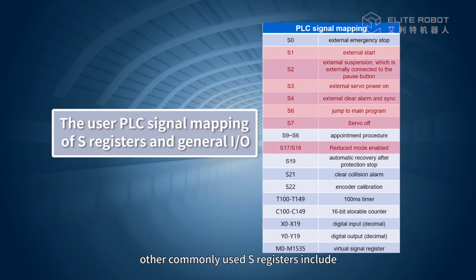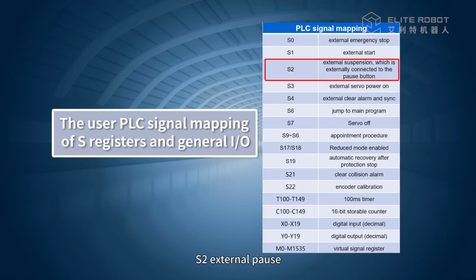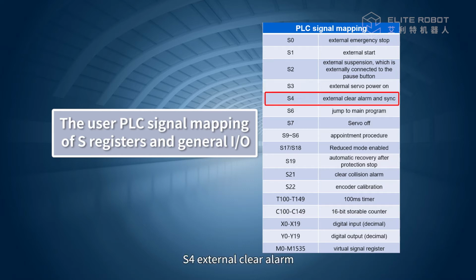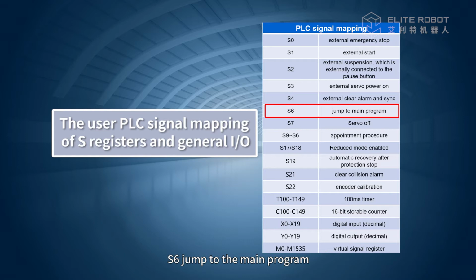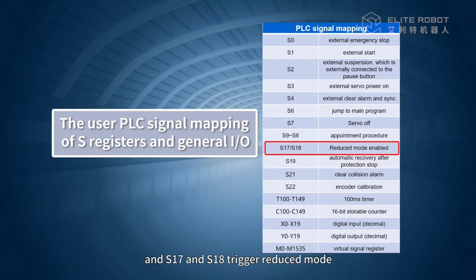Other commonly used S registers include S1 external start running program, S2 external pause, S3 external servo power on, S4 external clear alarm, S6 jump to main program, S7 turns off the servo, and S17 and S18 trigger reduced mode.